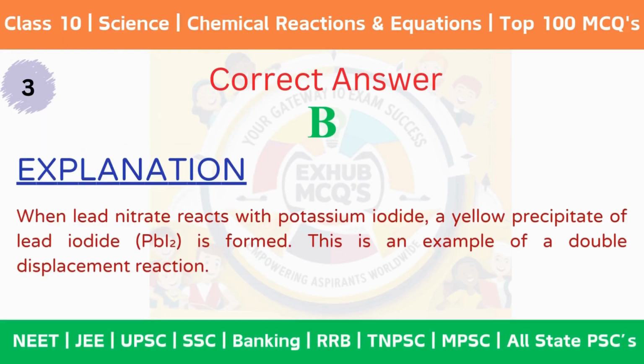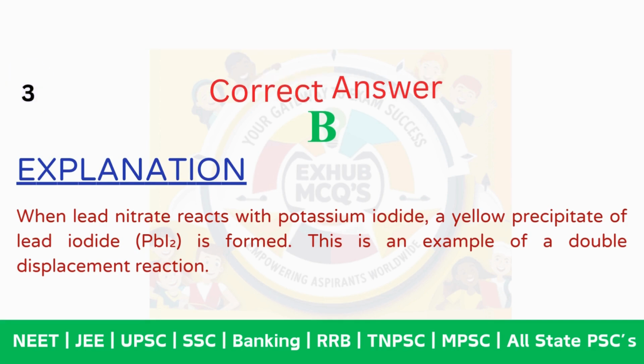The correct answer is option B, yellow. Explanation. Lead nitrate reacts with potassium iodide to produce lead iodide, which forms as a bright yellow precipitate. This is a double displacement reaction.